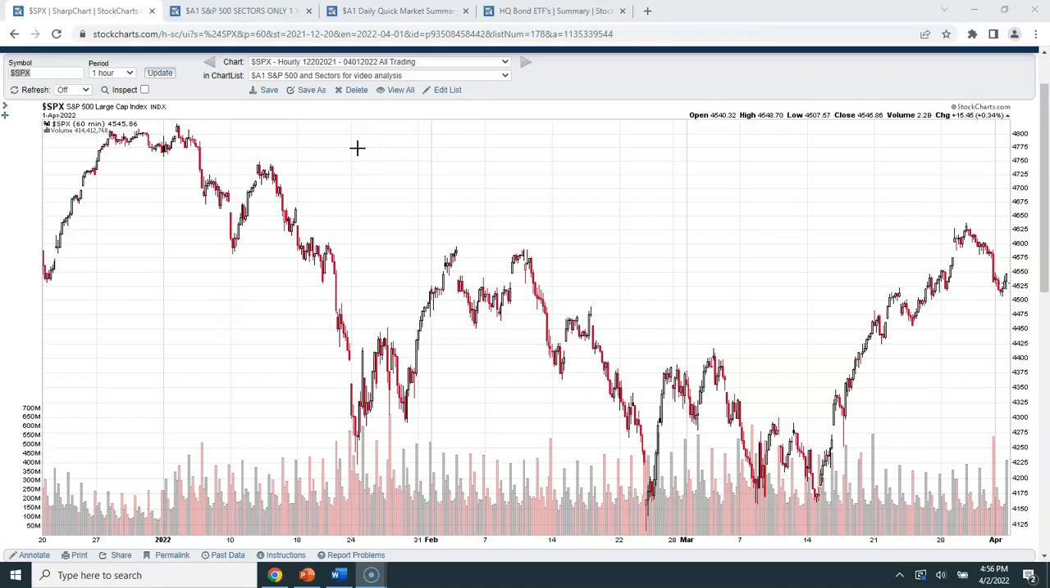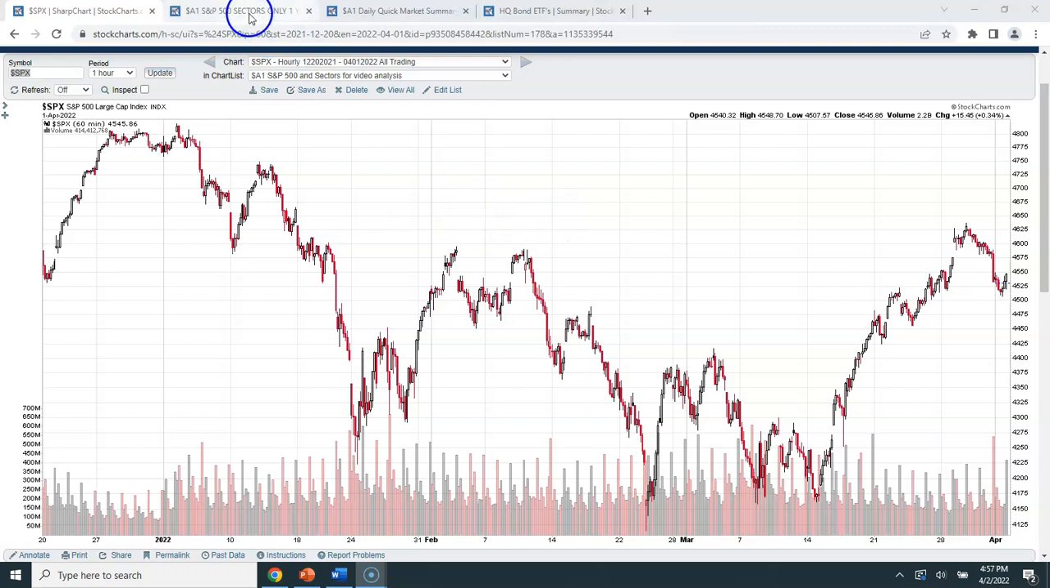The chart that we're going to be working off of today is an hourly candlestick chart of the S&P 500 that starts back on December 20th and runs, of course, through Friday, April 1st. I went with the hourly candlestick because I wanted you to see virtually every hour of trading that has happened for calendar year 2022 so far. So I call this putting the market under the microscope. Let's take a look here at what has happened.